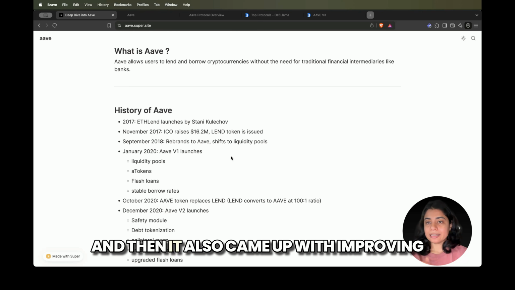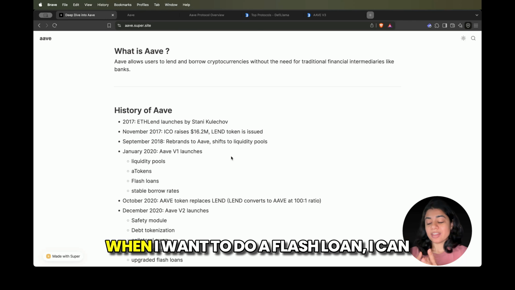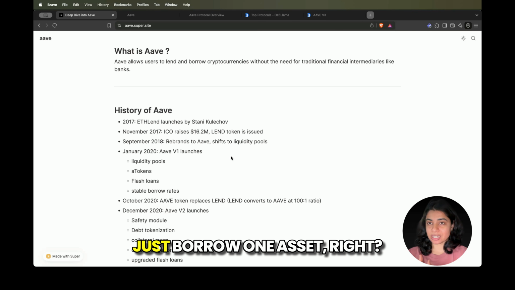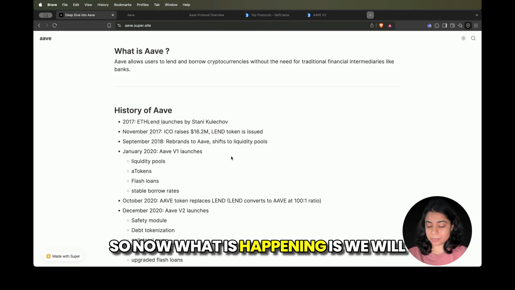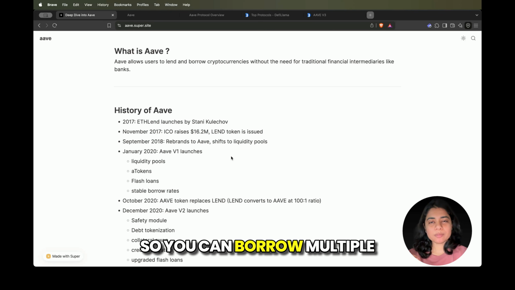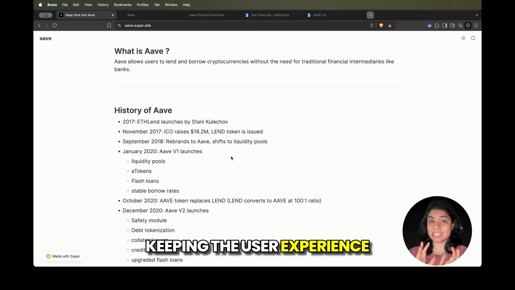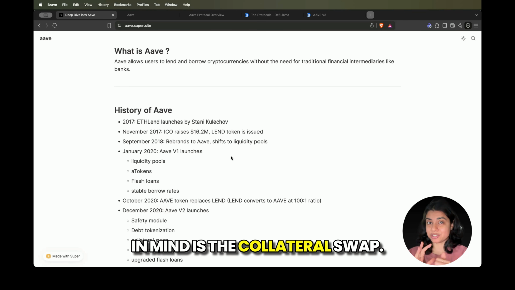And then it also came up with improving the user experience part of it. So earlier, when I wanted to do a flash loan, I could just borrow one asset, right? So now we will be able to batch all these flash loans in one transaction. So you can borrow multiple assets in one transaction. And an important thing that was introduced, keeping the user experience in mind, is the collateral swap.